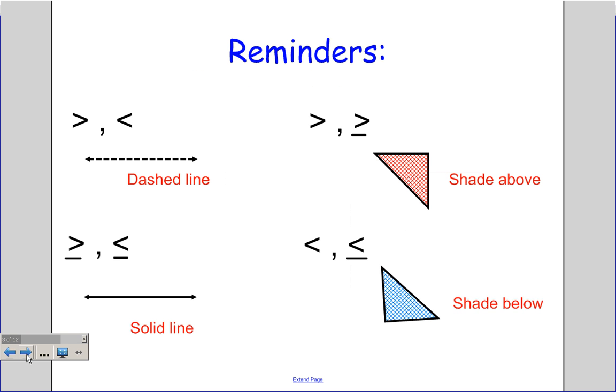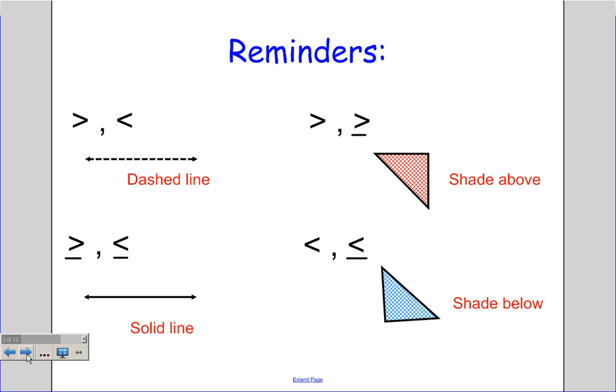Something that you need to remember is that when we're graphing with an inequality, we have two different types of line depending on whether or not the line is included as part of the solution. If we have greater than or less than, where it's not included, then our line is dashed. If we have greater than or equal to or less than or equal to, where the line is part of the solution, we have a solid line.